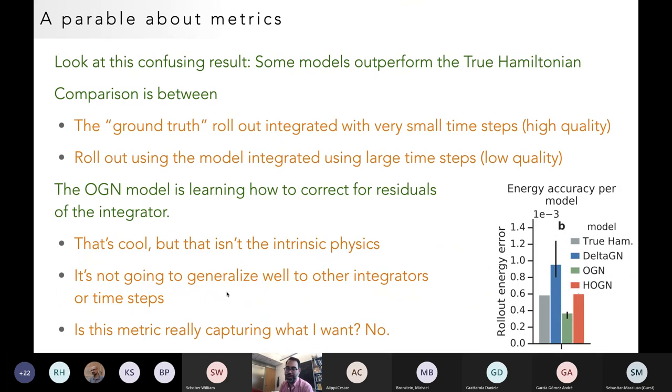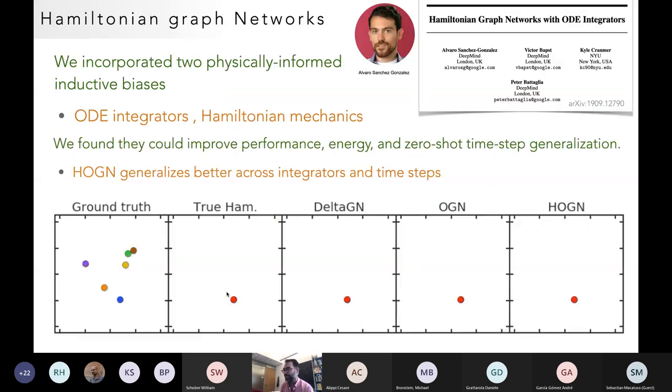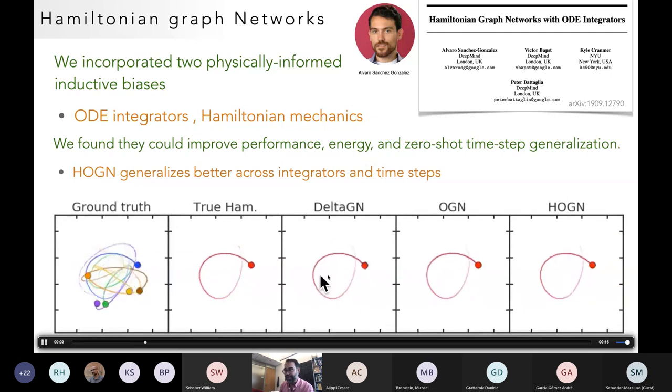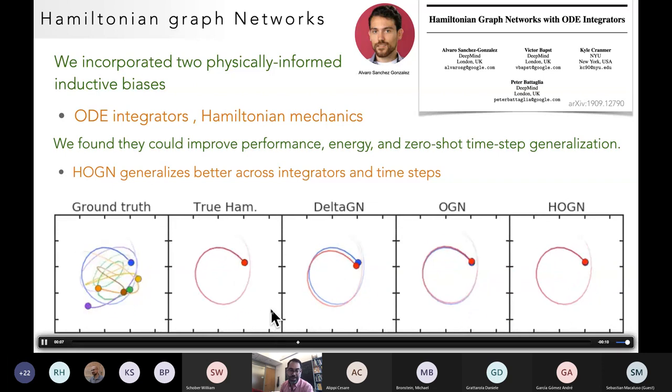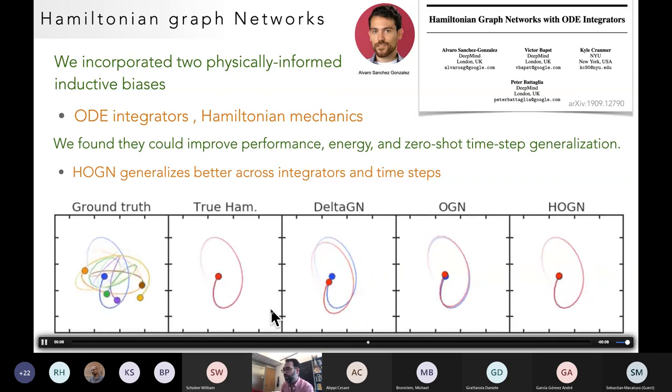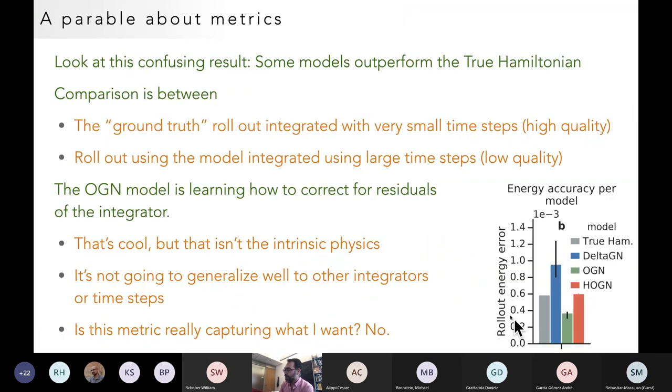But then I'm going to end with a kind of parable here. When you look at the different metrics that we considered to compare these approaches, you want to quantify how good these different approaches are. Intuitively, you just want to see how well they match the true Hamiltonian, right? Here's a plot of the error in terms of, say, the energy of the system. There's also one in terms of position, and you see different numbers. In green here is the best one, the ODE graph network, and in gray is the true Hamiltonian.